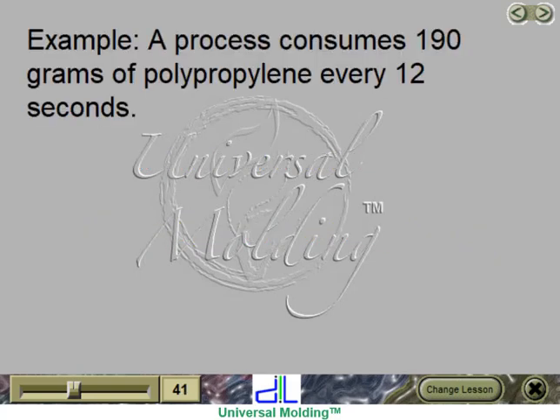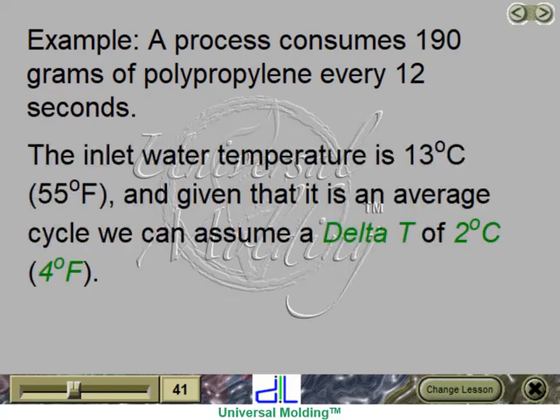Example: a process consumes 190 grams of polypropylene every 12 seconds. The inlet water temperature is 13 degrees centigrade or 55 degrees Fahrenheit, and given that it is an average cycle, we can assume a delta T of 2 degrees centigrade or 4 degrees Fahrenheit.